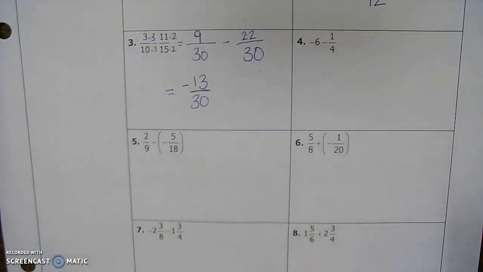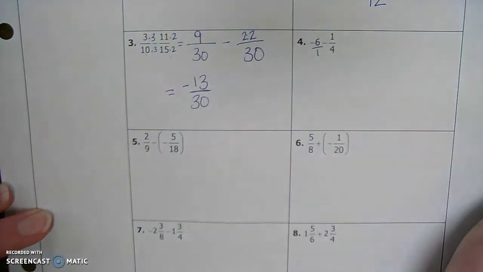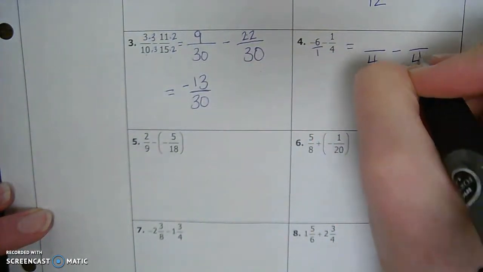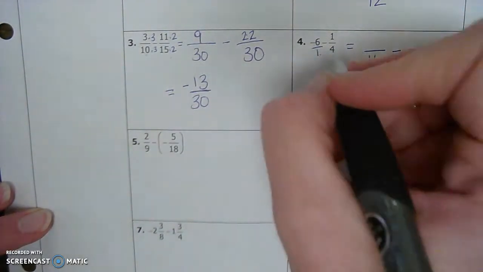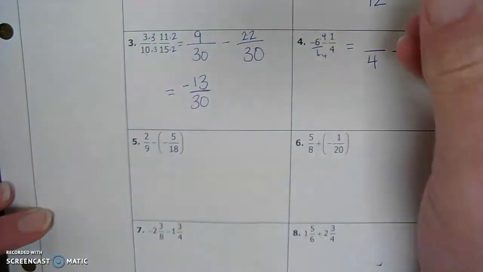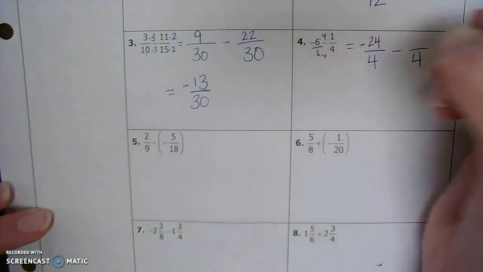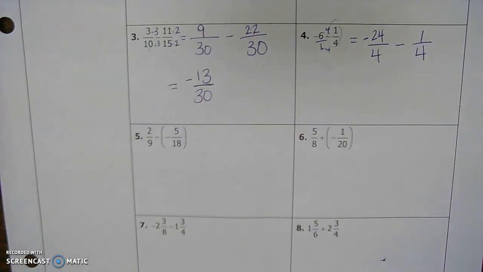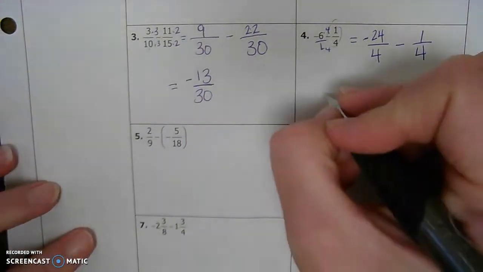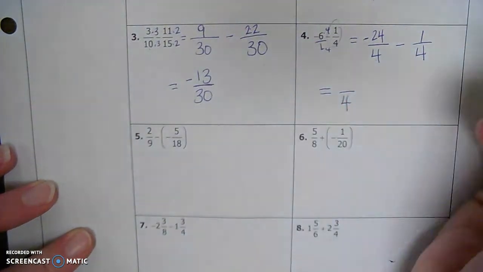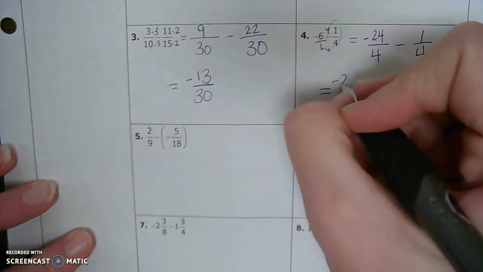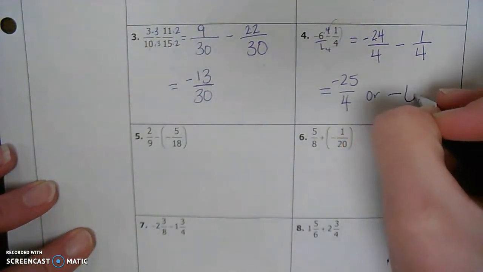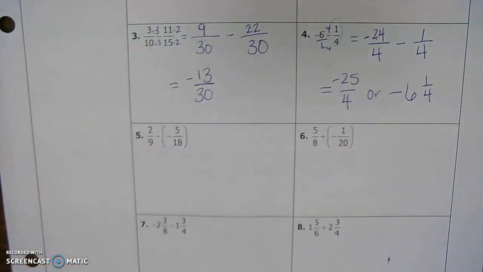When you have a whole number, you put it over 1. So our common denominator is going to be 4. So to get from 1 to 4, I have to multiply by 4. Negative 6 times 4 is negative 24. And then this one doesn't change. So you don't have to change both of them sometimes. So our denominator is 4. Negative 24 minus 1 is negative 25 over 4. Or you could also have negative 6 and 1/4 as an answer as well.